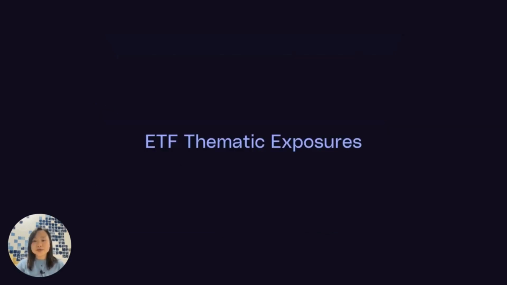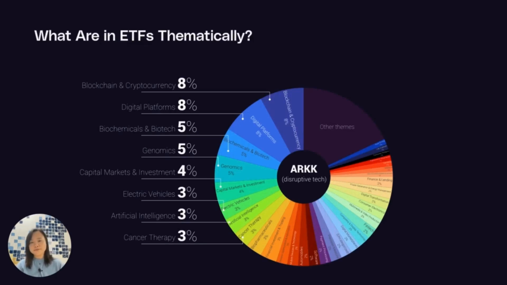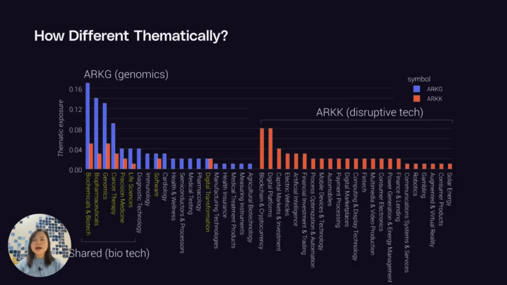Our ETF exposures allow you to see the thematic breakdown of all ETFs. For example, as of July 2024, ARKK ETF has exposures in blockchain, digital platforms, biochemicals, and so on. And you can easily compare multiple ETFs for their thematic exposures. ARKG, compared to ARKK, for example, has more exposures in biochemical, pharmaceutical, genomics, and cancer therapy.